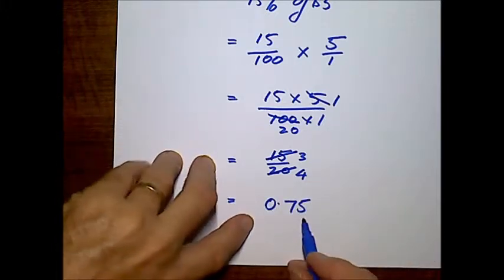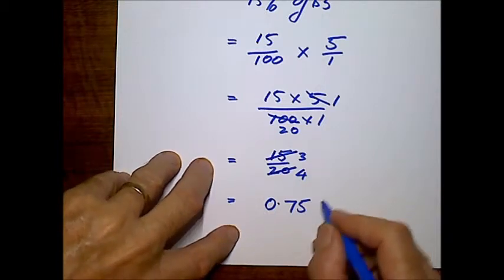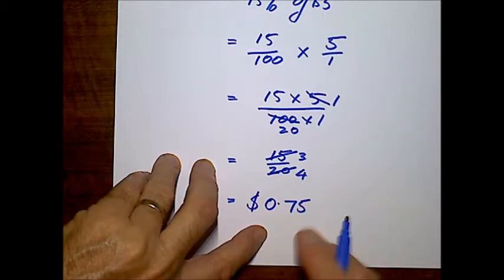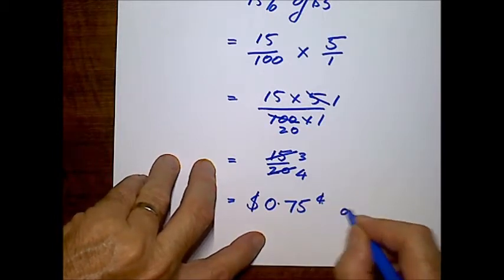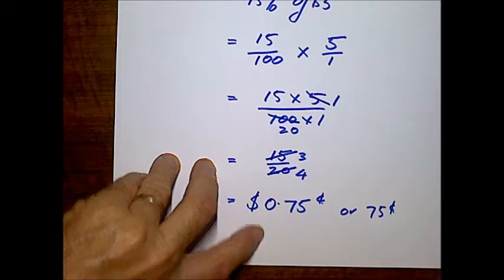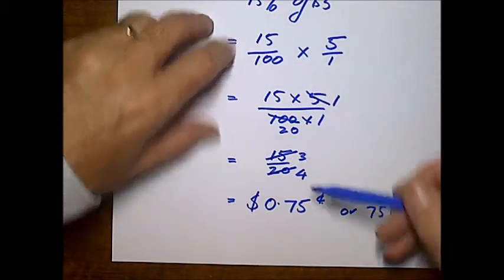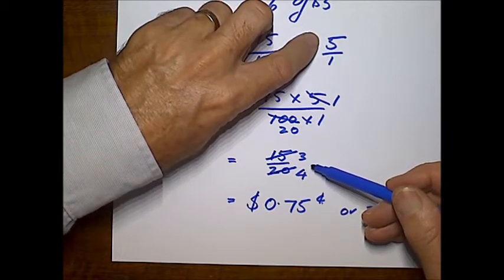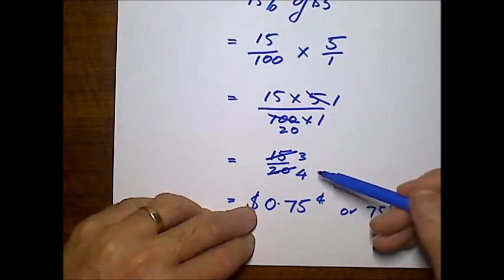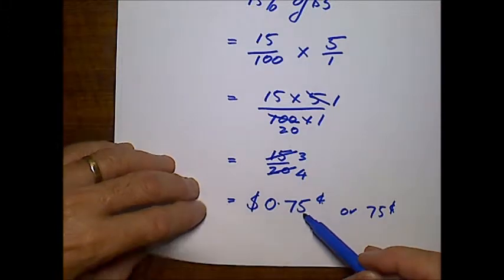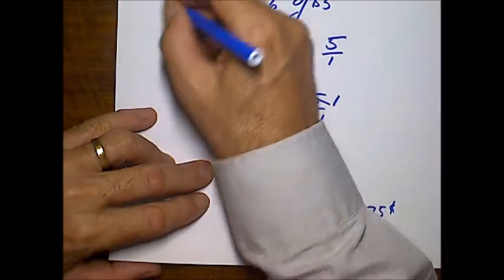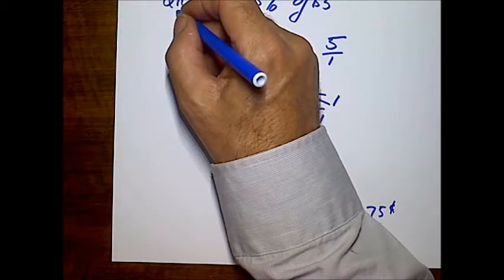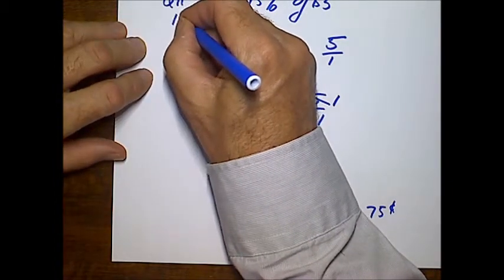So now we need to interpret 0.75. That, of course, is going to be equal to $0.75 or 75 cents. So beware of some problems where you'll need to interpret your answer. The 3/4 here, we wouldn't say 3/4 of a dollar. We recognise that 3/4 of a dollar is going to be equal to 75 cents. So that's an example from question number 11 on page 153.